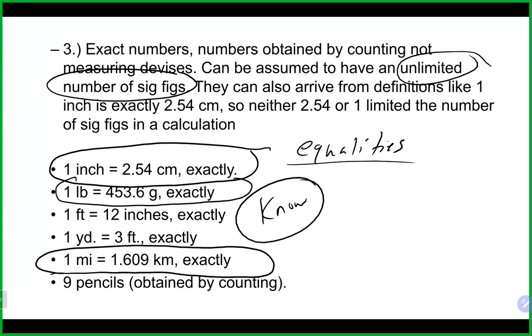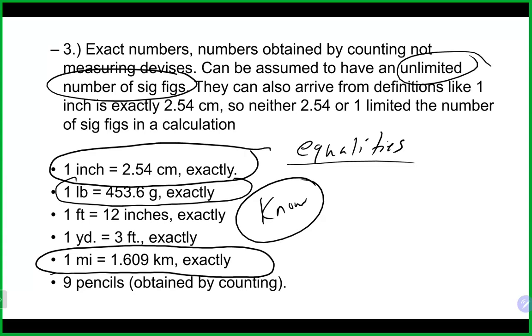Where this comes into play is if you are doing some type of calculation that has an exact number in it, we pretty much do not have to worry about that exact number in terms of how many significant figures our answer should be. So we're going to talk about how far we should take our answer, how many significant figures our answer should be in calculations. But pretty much if you have anything that's considered an exact number, you do not have to worry about it in your calculation.